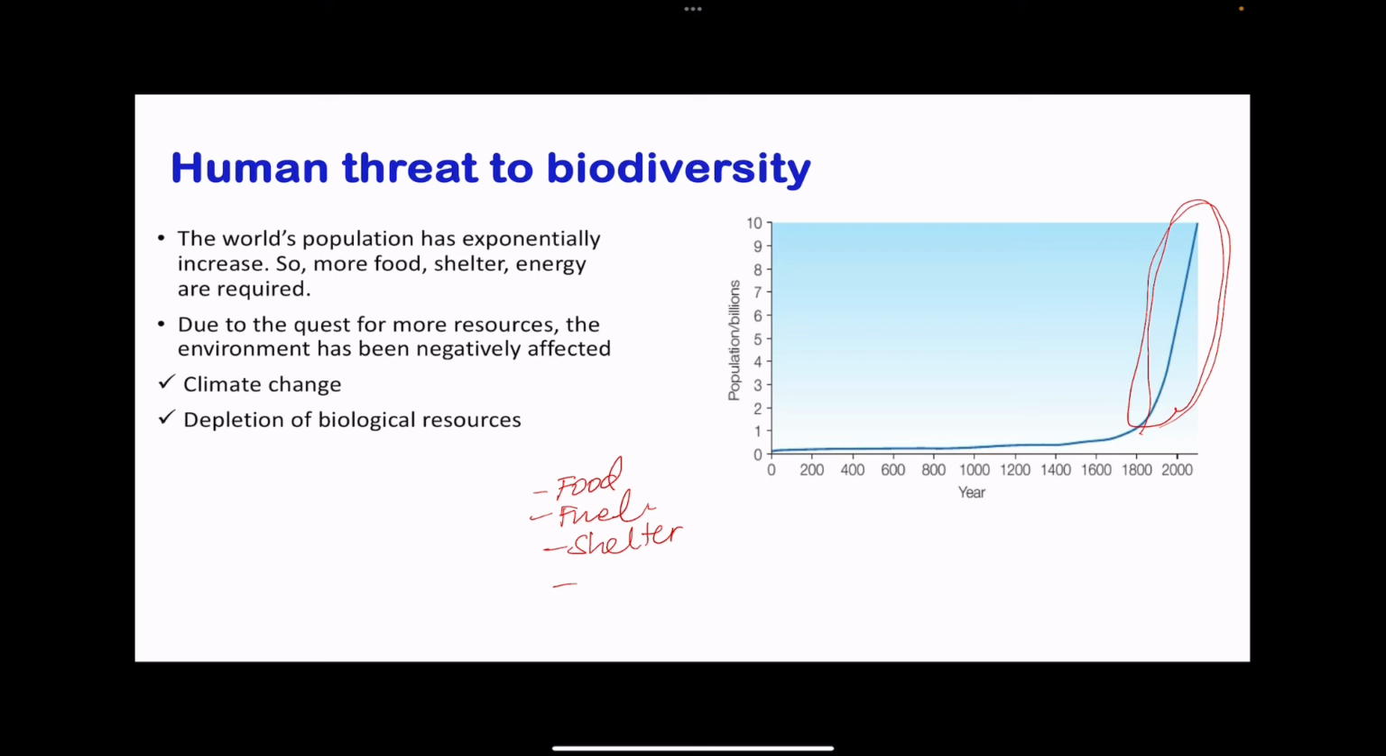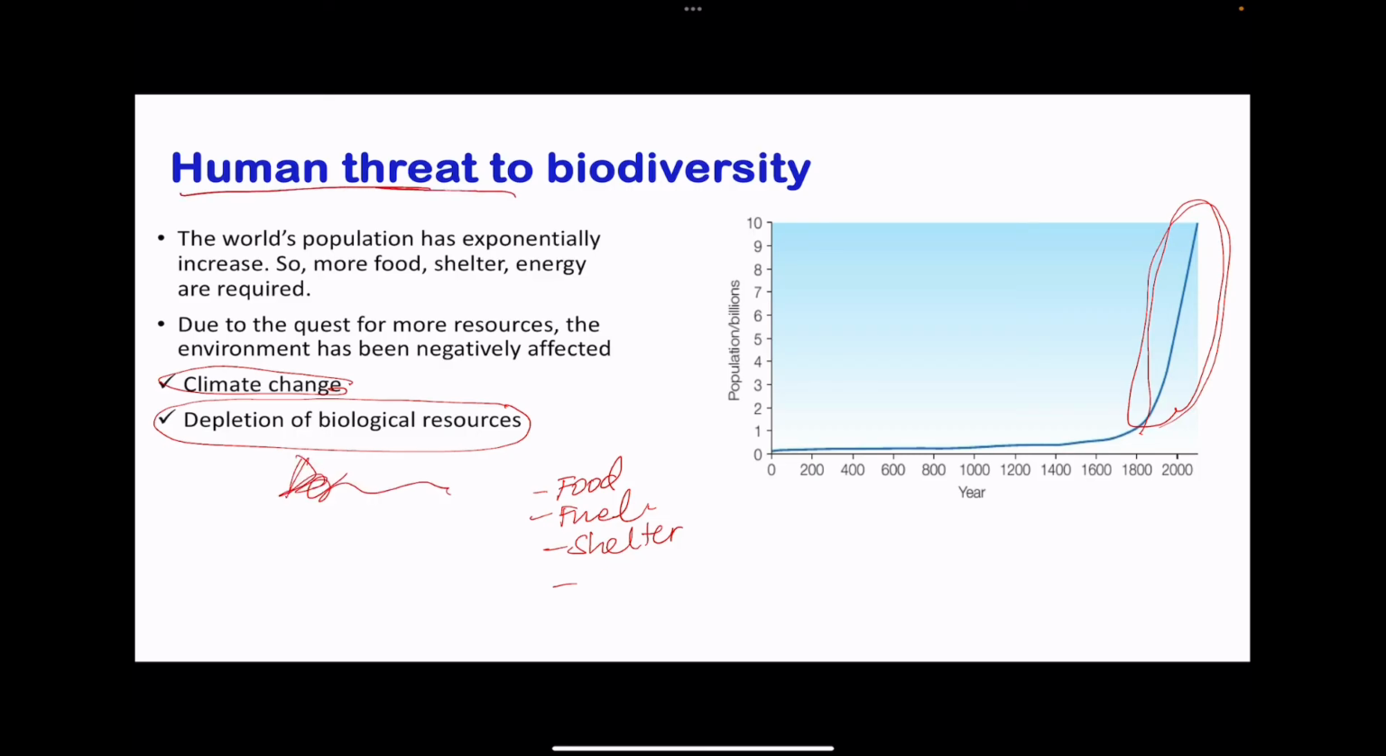And to get this, we have resorted to the environment, like cutting down trees to create more space for farmland, to create more space for construction, for schools, drilling of fossil fuels and burning fossil fuels to generate more energy. And all these have a negative effect on the environment, and they have led to climate change, as well as depletion of certain biological resources. So all these are how the human race is threatening biodiversity.